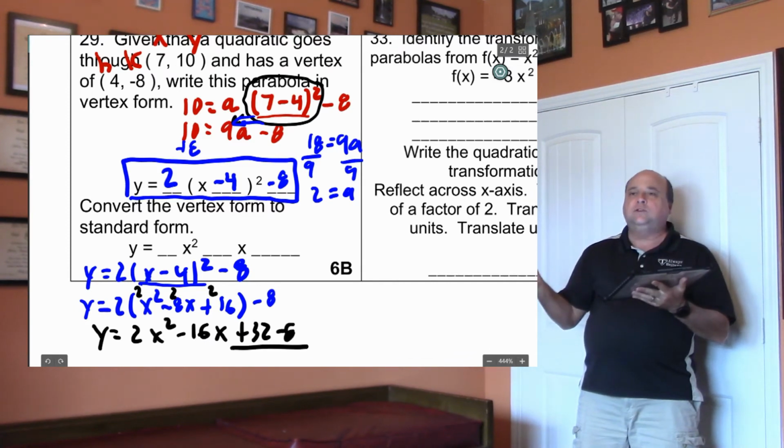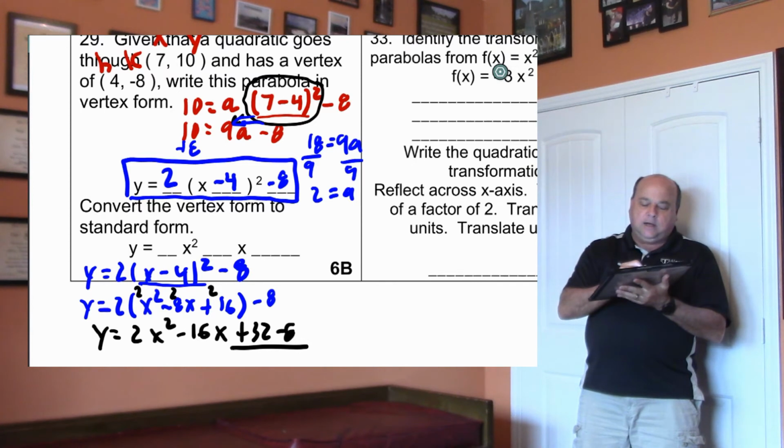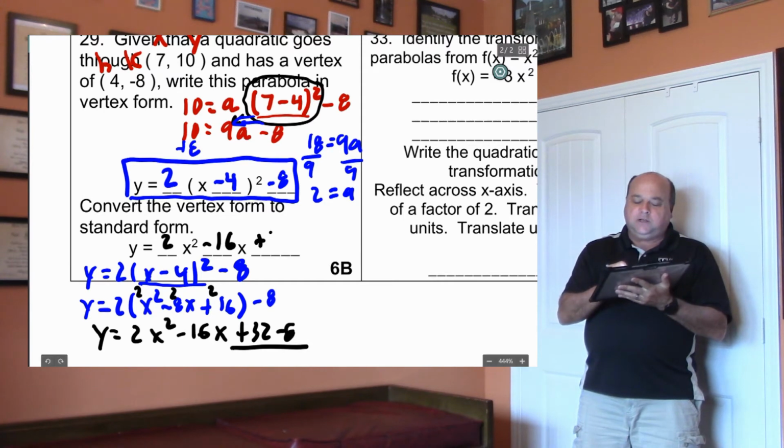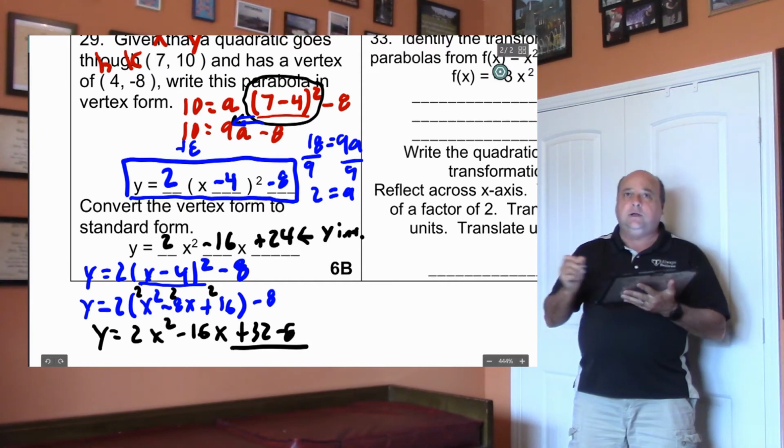And all I got to do is combine those. So I'm going to write it in here. y equals 2x squared minus 16x. 32 minus 8 is a plus 24, and remember that 24 is your y-intercept.